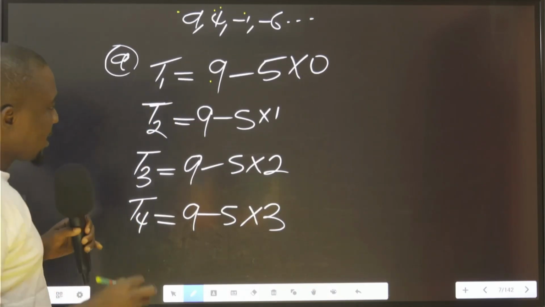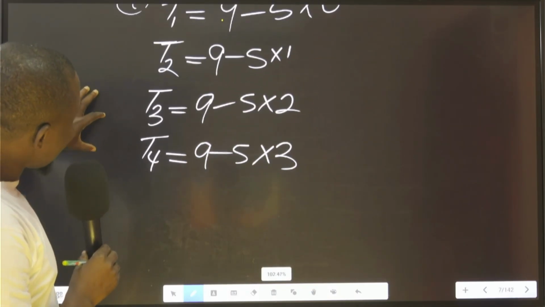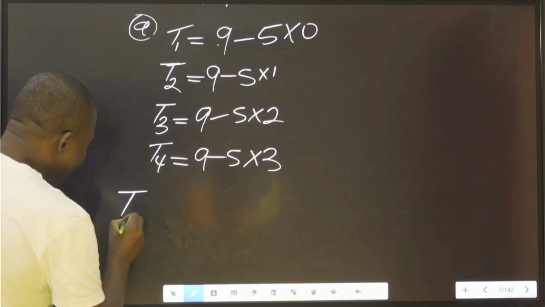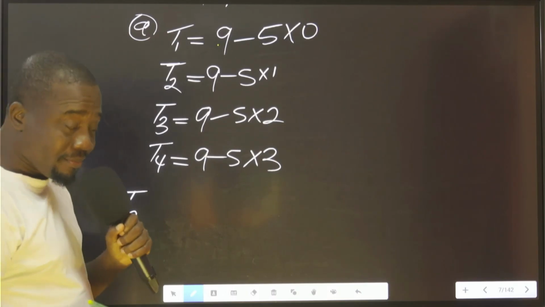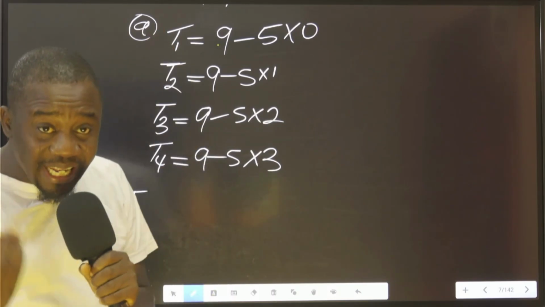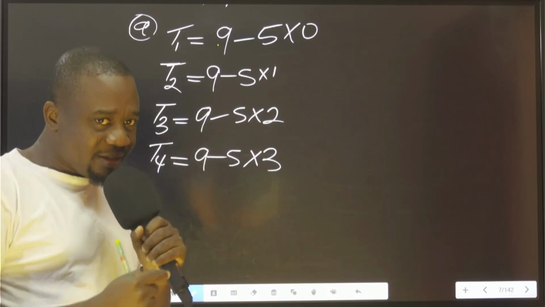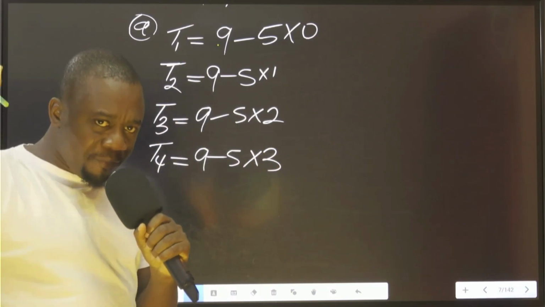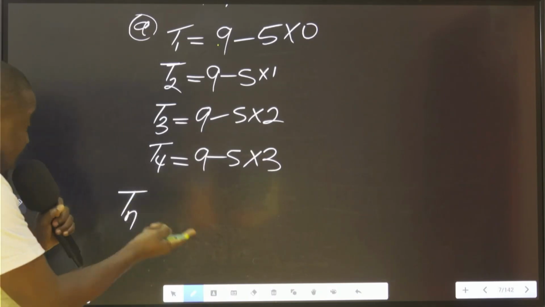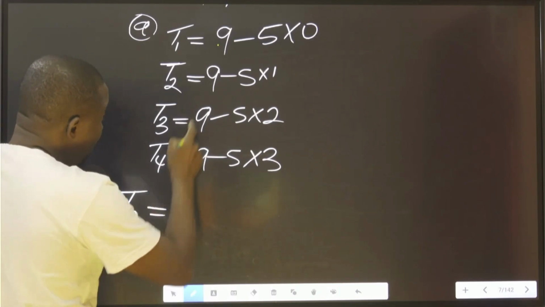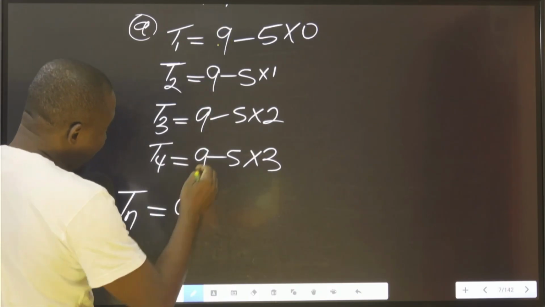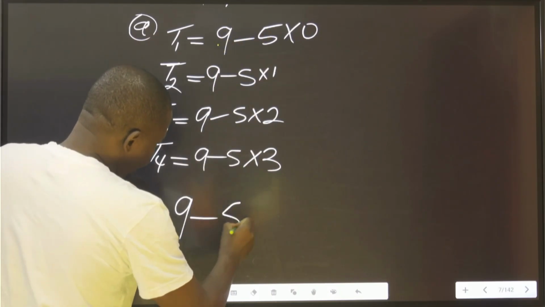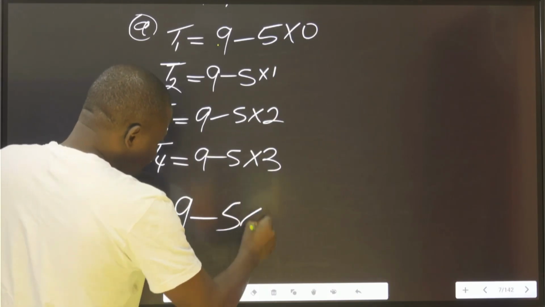Okay. Now that we have done it like this, we can use this arrangement or these patterns to find the nth term. Remember, it's because I'm explaining that I'm taking it gradually. But if you know what to do, you don't need to waste time like this. You're already through with the nth term. So because 9 is constant, we put 9. Minus is constant, we put minus. 5 is constant, we put 5. Times is constant, we put times.